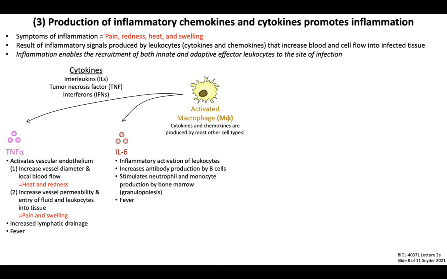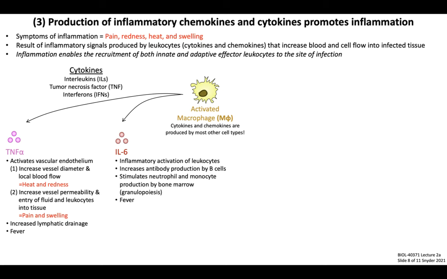Now, just as an example, let's look at the activities of tumor necrosis factor alpha, or TNF alpha, and IL-6, which are two common inflammatory cytokines. TNF alpha can bind to TNF receptors on responding cells, including vascular endothelium. These are the endothelial cells that line the vasculature, and then induces an activation state in these endothelial cells.